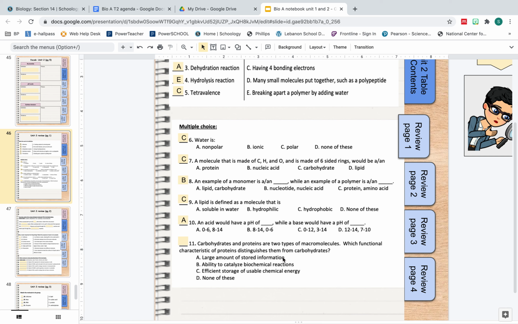Store information. No, that's genetics, that's nucleic acids. Catalyze biochemical reactions is an enzyme. Okay, well, most proteins and enzymes go together. Usable chemical energy is carbohydrates and lipids, so it's most likely B. So CC, BC, AB.